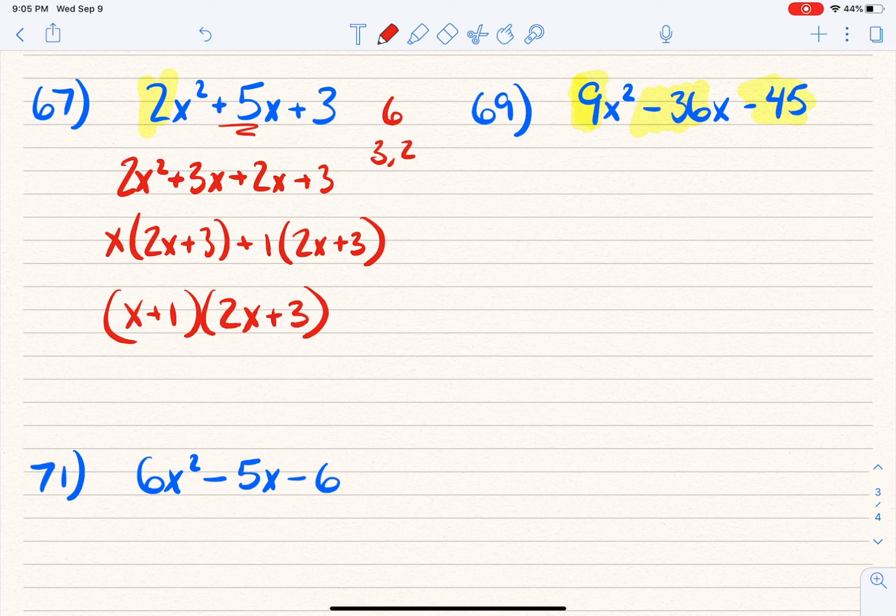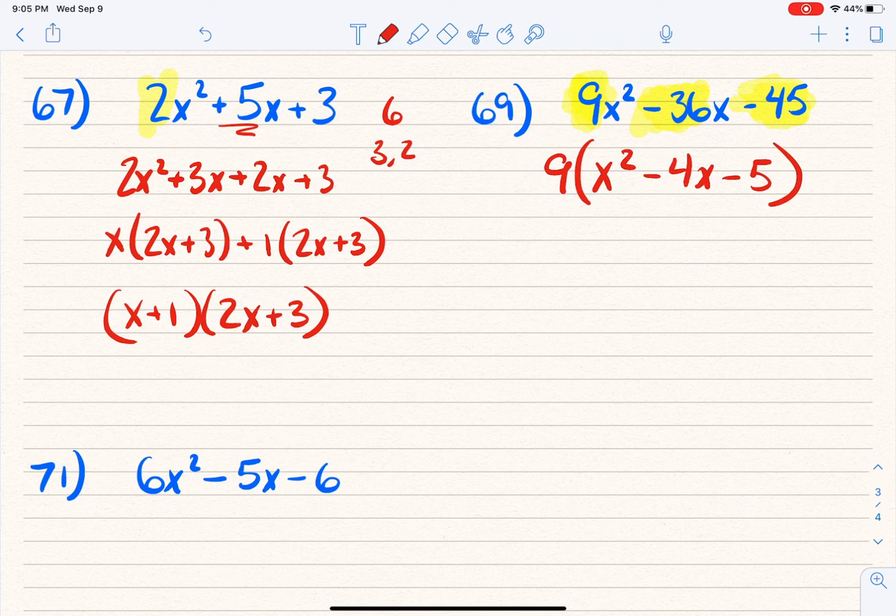So what you were supposed to see is right from the get-go, you can make this problem so much easier because 9, negative 36, and negative 45 all have the factor 9 in them. So I can pull a 9 out and make this say x squared, and negative 36 divided by 9 is 4, and negative 45 divided by 9 is 5. And oh man, doesn't that look a whole lot easier?